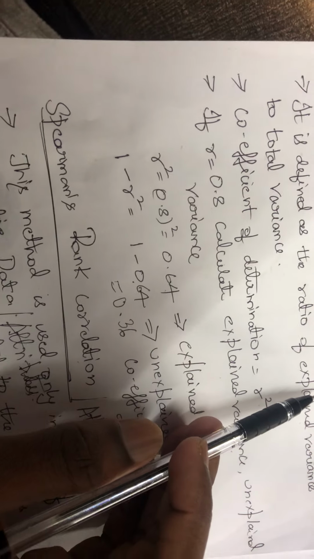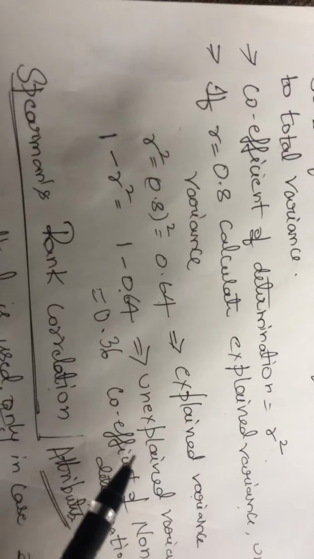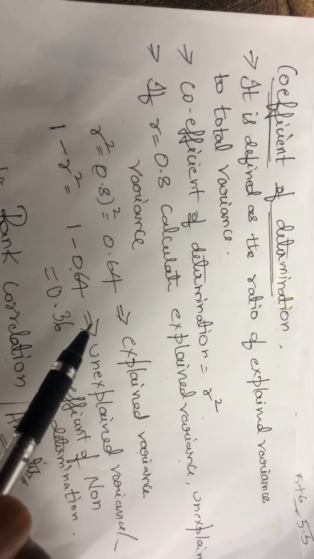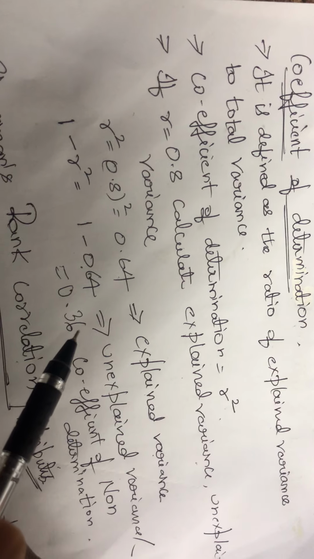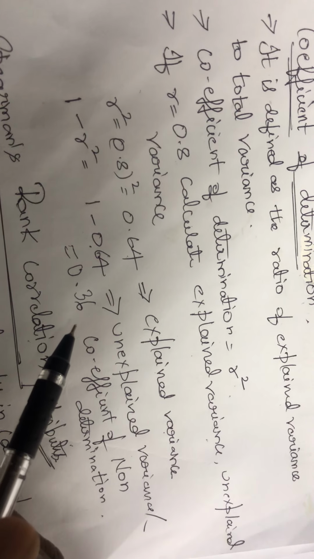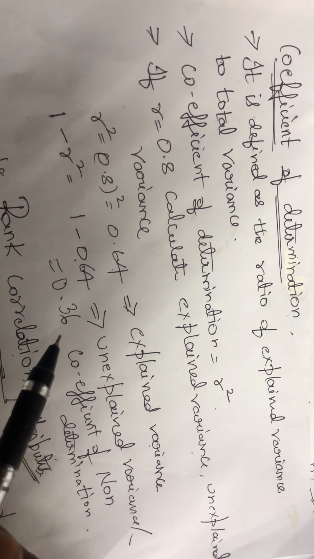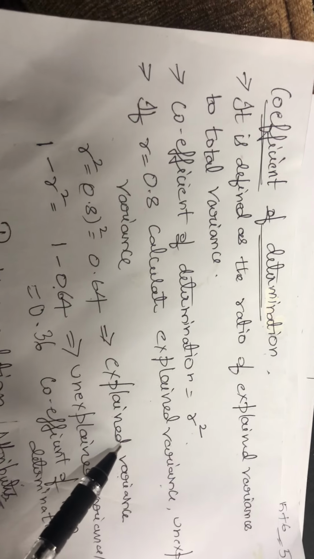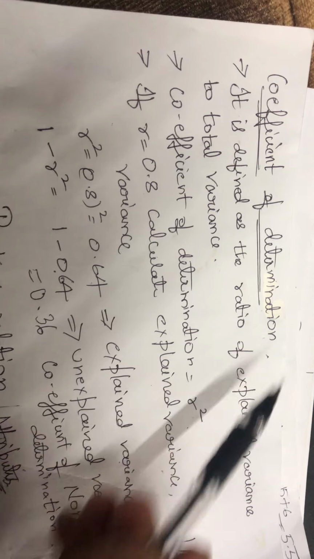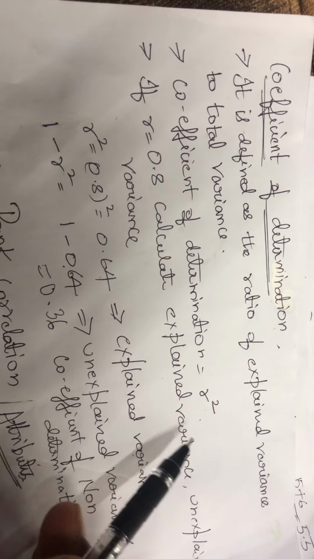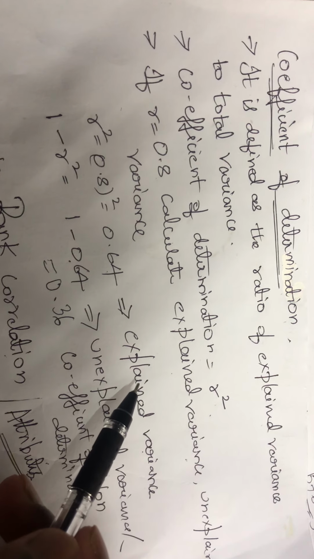Now, in this case, the explained variance will be r equals 0.8, the whole square, that is nothing but 0.64, and the unexplained variance, that is 1 minus r square, equals 0.36. That will be the unexplained variance. Therefore, in a nutshell, the coefficient of determination is r square, and the coefficient of non-determination is 1 minus r square.